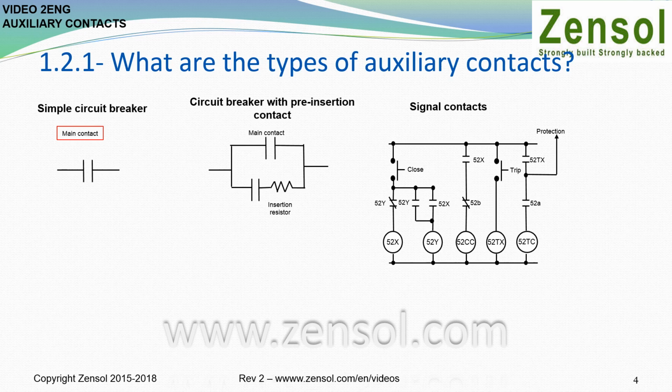A simple circuit breaker is represented only by a main contact. A circuit breaker with a pre-insertion resistor is made of a main contact in parallel with a contact followed by an insertion resistor. In addition, we have signal contacts in the control cabinet. The pre-insertion contacts and the signal contacts are both commonly called auxiliary contacts. It is important to know the difference between them.